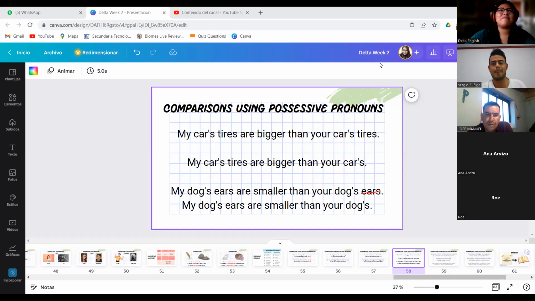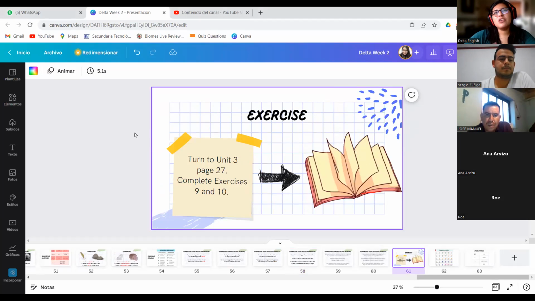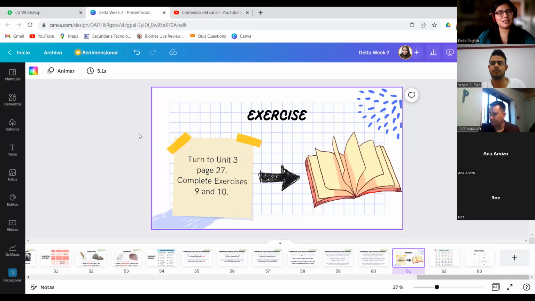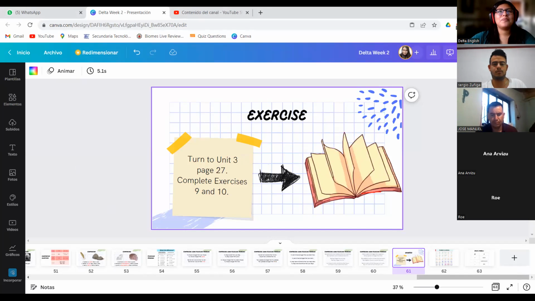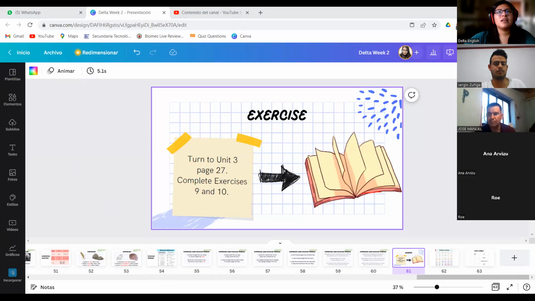Nope. Okay. In that case, let's go ahead and practice a few sentences. We're going to turn to page 27. And we're going to do a couple of exercises. We're going to start with exercise 9, and then we'll move on to exercise 10. So, do you guys see the book? Yes? Do you see the book?